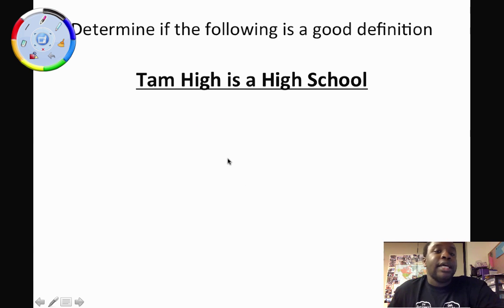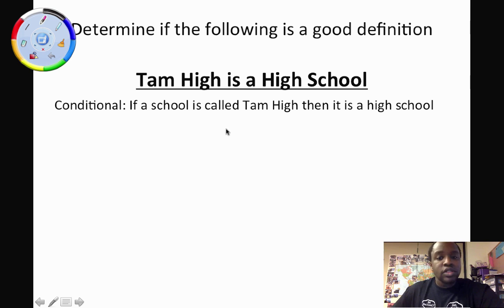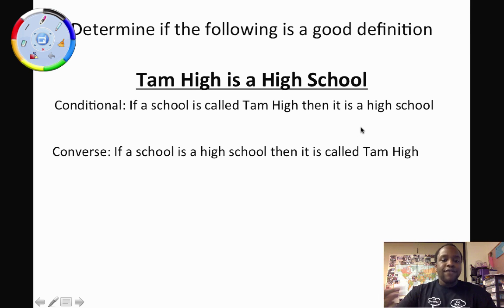So now let's take a look at this. Determine if the following is a good definition. Tam High is a high school. So first, let's make it into a conditional statement. A conditional statement could be, if a school is called Tam High, then it is a high school. The converse would be flipping it. So if a school is a high school, then it is called Tam High. Now, if a school is called Tam High, then it is a high school. That's a true statement. I haven't heard of anything called Tam High that is not a high school.